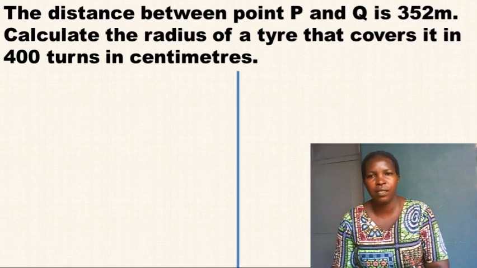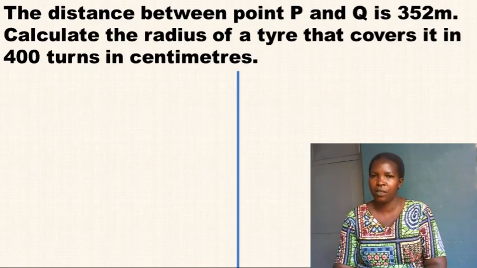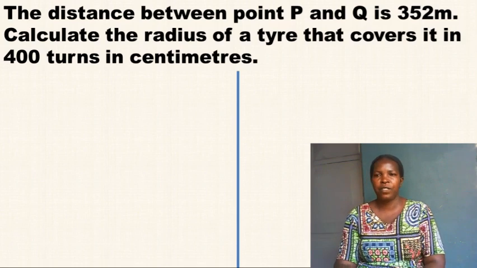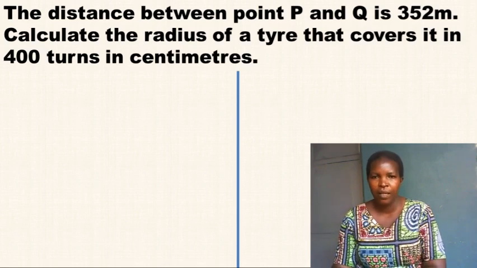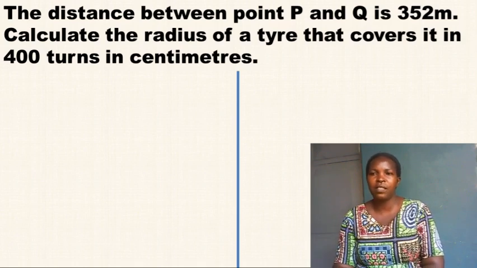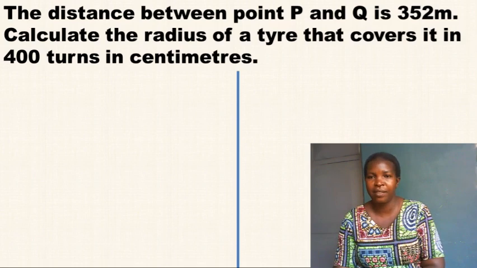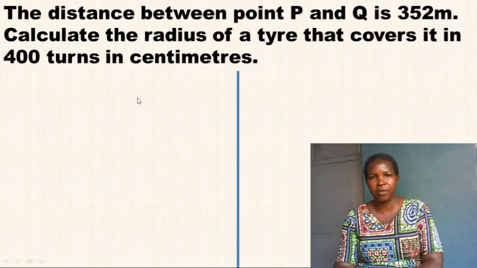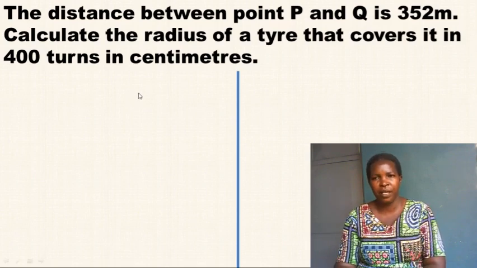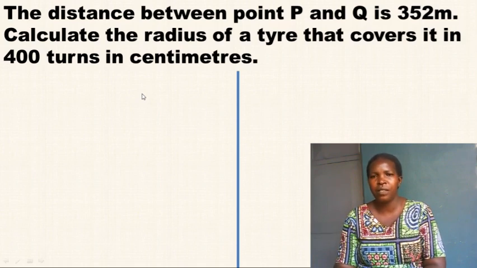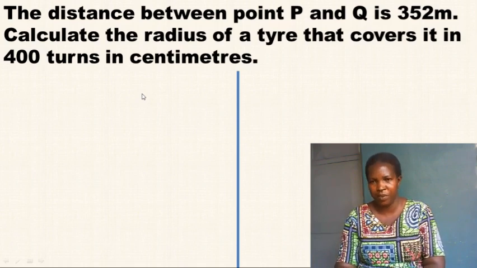The next question says the distance between point P and Q is 352 meters. The question states, calculate the radius of a tire that covers it in 400 turns in centimeters. We need to read together as a team. Let's read. The distance between point P and Q is 352 meters. Calculate the radius of a tire that covers it in 400 turns in centimeters.